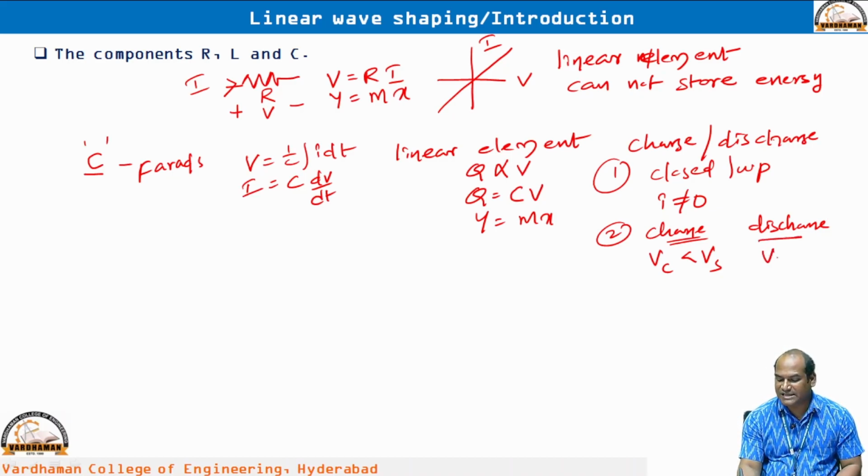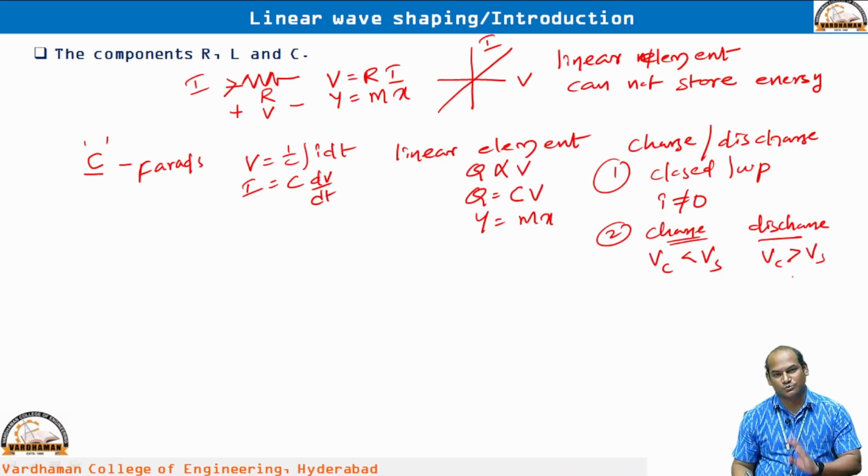So when Vc is greater than Vs, or sometimes when Vs is 0, the capacitor starts discharging and that energy is given to the resistors available in that particular circuit. So these are the important points we should know regarding this particular capacitor. Then a very important point is that a capacitor does not allow sudden changes in voltage.